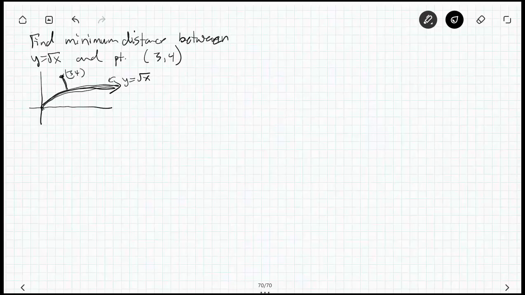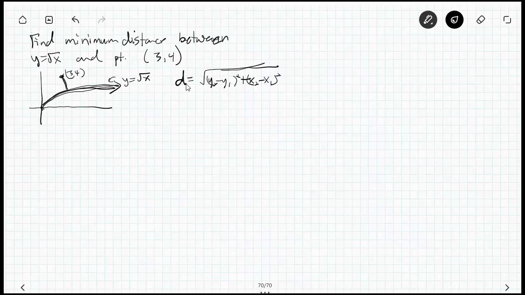Draw a picture. Done. Ask ourselves what is to be minimized or maximized. And the answer to that is distance. Now, what I'm about to say is really, really important. Distance comes from Pythagorean's theorem, right? Now, we all have the formula d is equal to the square root of (y2 minus y1) squared plus (x2 minus x1) squared, right? That is the distance formula.